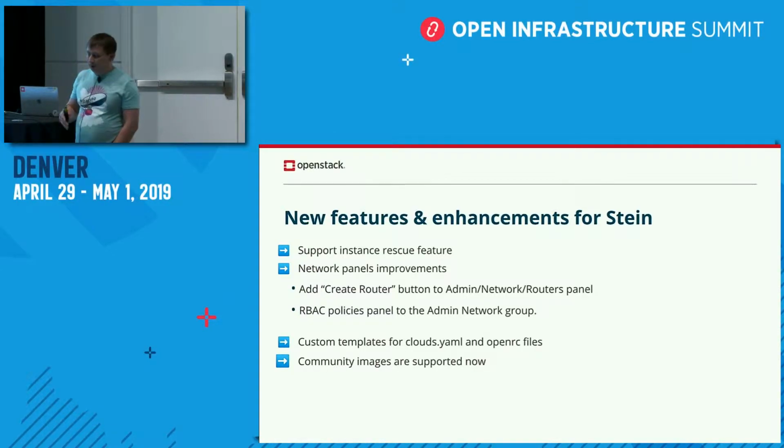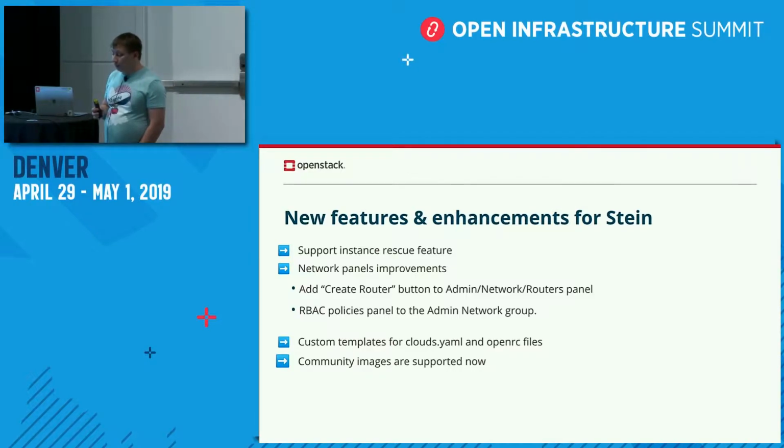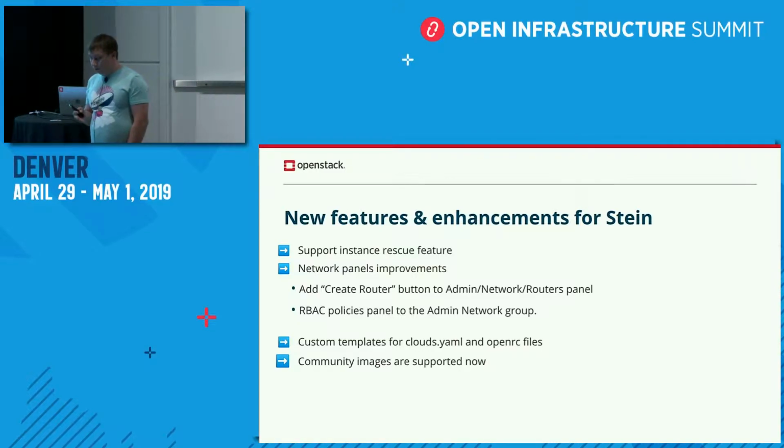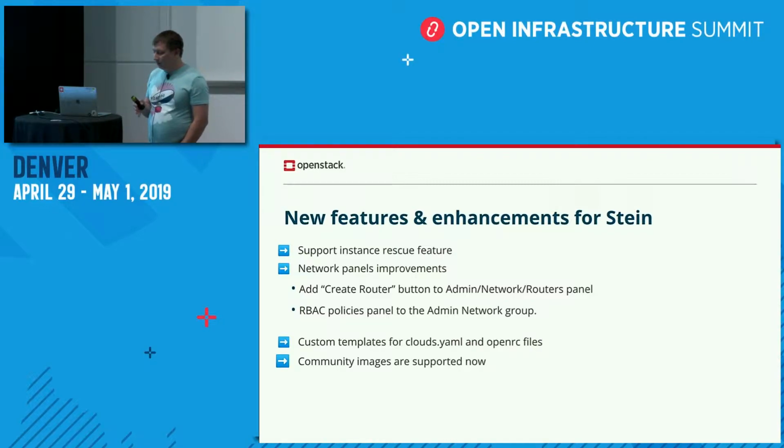There are some features I would like to highlight to you. Nova supports instance SQ. We improved networking panels with router creation functionality both for admin and users. And we implemented RBAC policies panel for network groups in the admin page. As I mentioned above, custom templates. Now Horizon supports community images for Glance. It's a feature implemented in Glance a few releases ago, and now you can create not only public or private images, but community images as well.